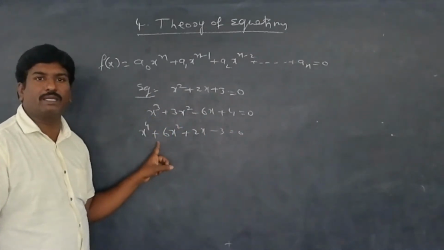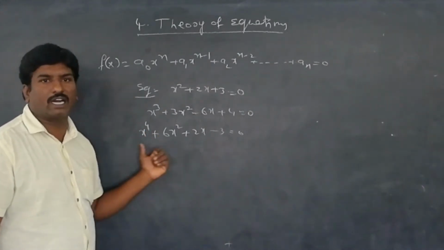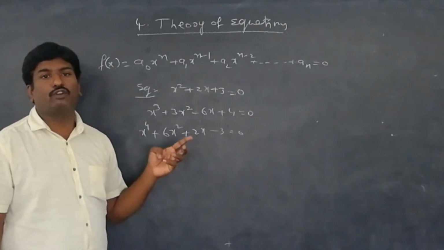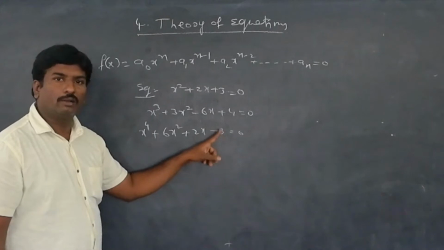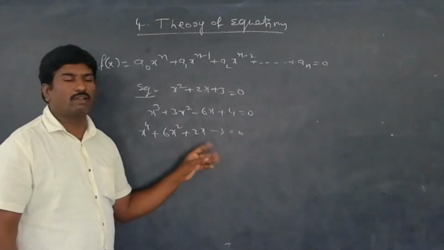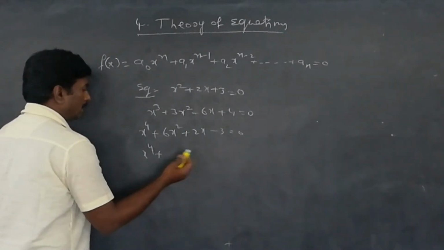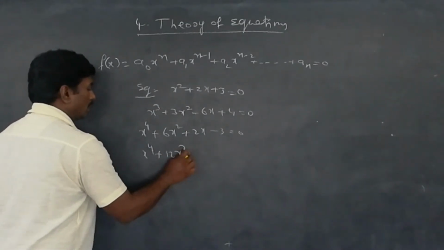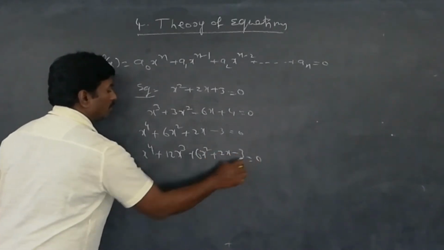But here one term is missing, the x cube term. Anyway, it is a biquadratic equation only. Actually, a biquadratic equation is in the form of x power 4 plus 12x cube plus 6x square plus 2x minus 3 equal to 0.